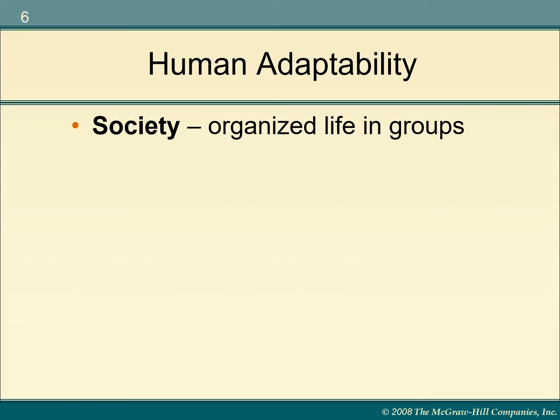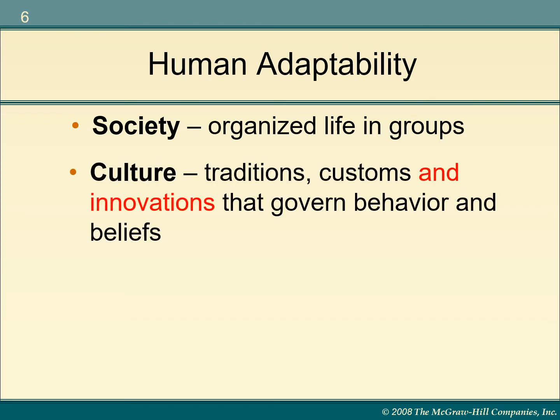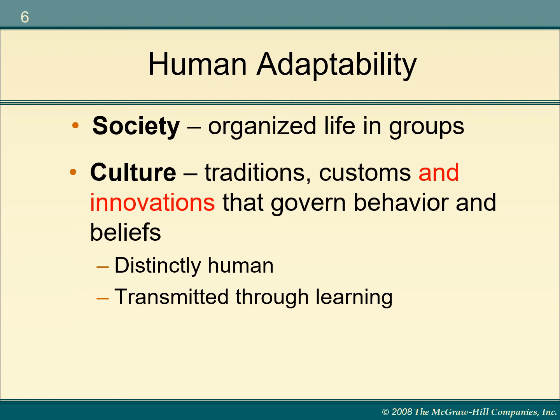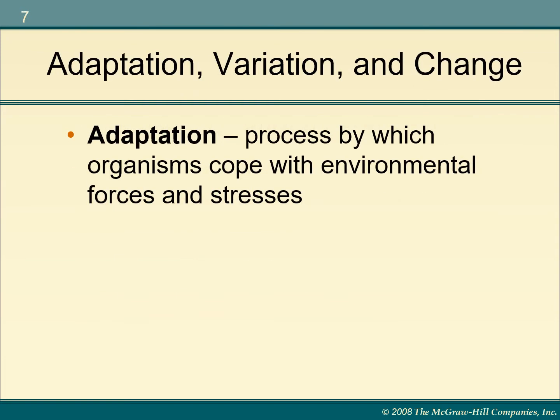So human adaptability. There's a society, which is organized life in groups. There's the culture, which is the traditions, customs, and innovations that govern behavior and beliefs. And this is distinctly human, which is transmitted through learning. And adaptation, variation, and change, where adaptation is the process by which organisms cope with environmental forces and stress. So how do we cope with stuff that's going on around us?